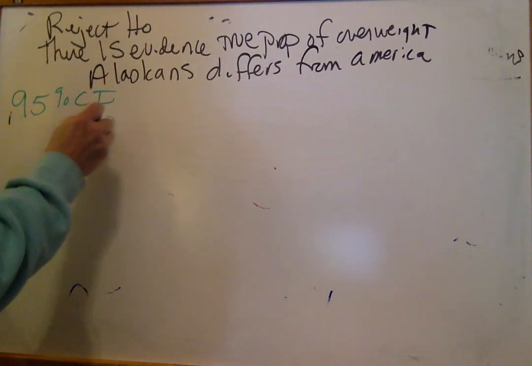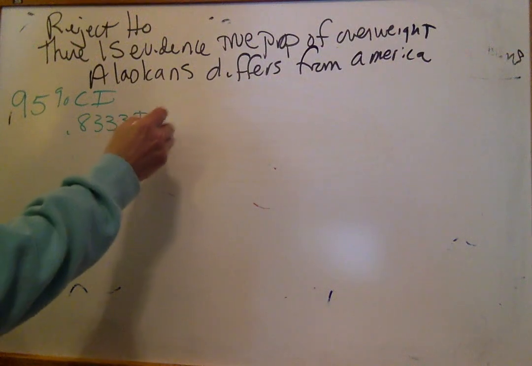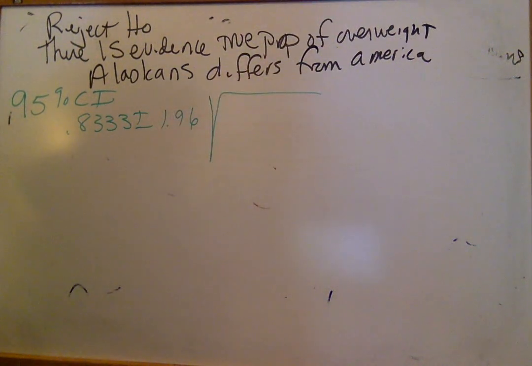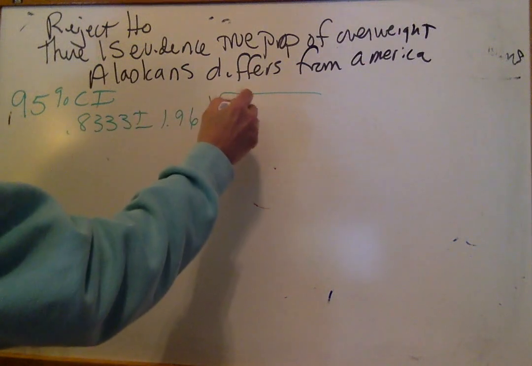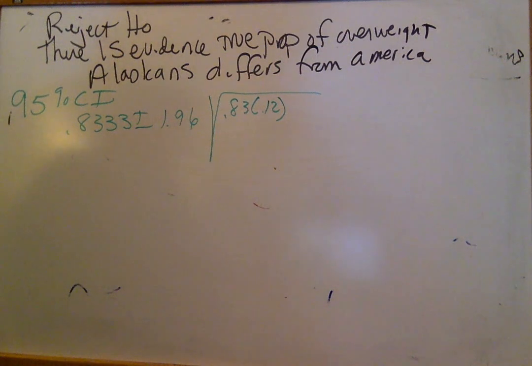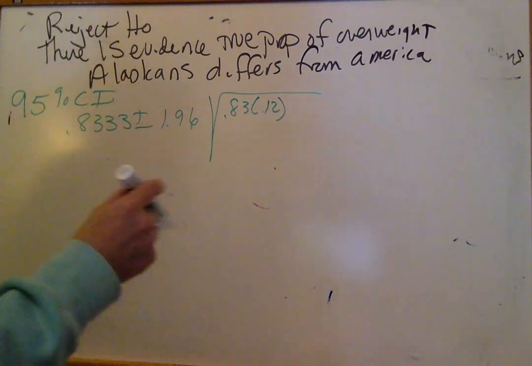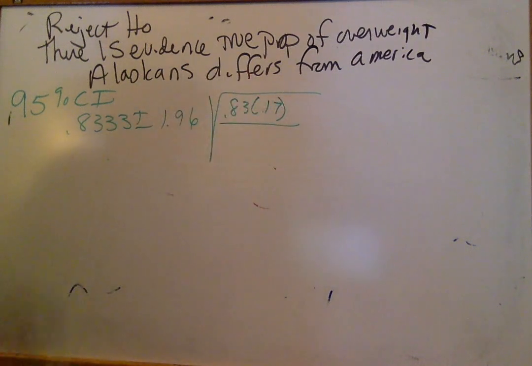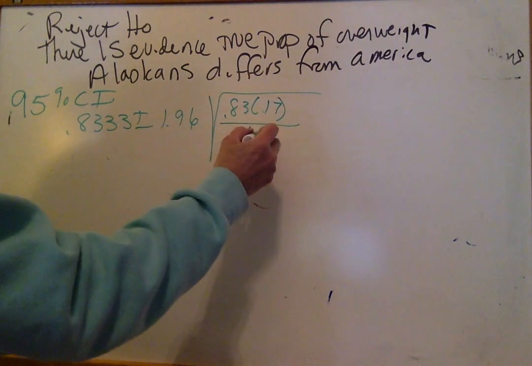So p hat, plus and minus. Now remember, the confidence interval formula has the p hats in it. So this square root term is not supposed to match your part C. And I cannot read my own handwriting. 0.83 times 0.17 over 600.